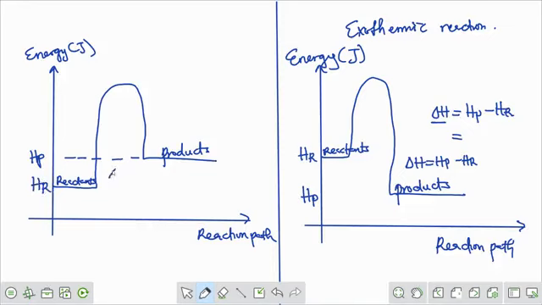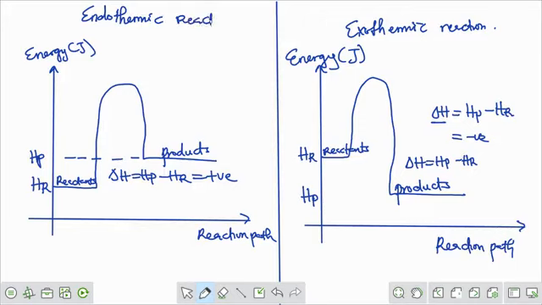And also here, our delta H will be HP minus HR. It will always be HP minus HR. So here it will be positive, and here it will be negative. So this one is an endothermic reaction. When the enthalpy change is positive, you know that we are under an endothermic reaction.